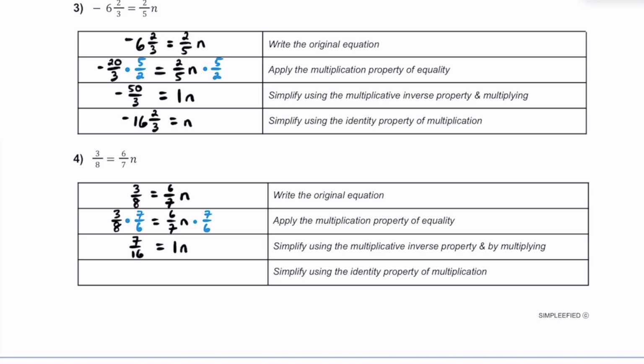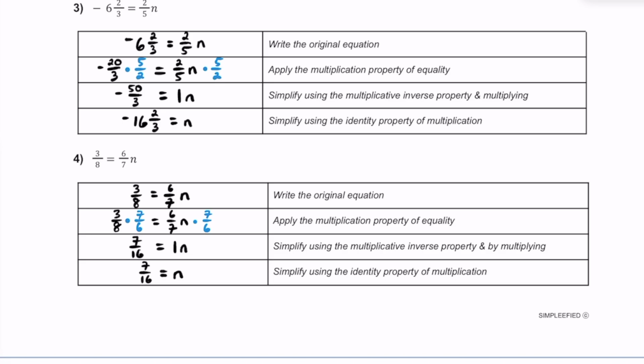And it looks like we don't have to deal with any negatives or anything here. Using the identity property of multiplication, we can go ahead and drop this 1 here and just say 7/16 is the value of n, or n is equal to 7/16. Again, if you wanted to check this, take that 7/16, plug it in right here, multiply it by 6/7 and simplify. You should get 3/8 if you did it correctly.